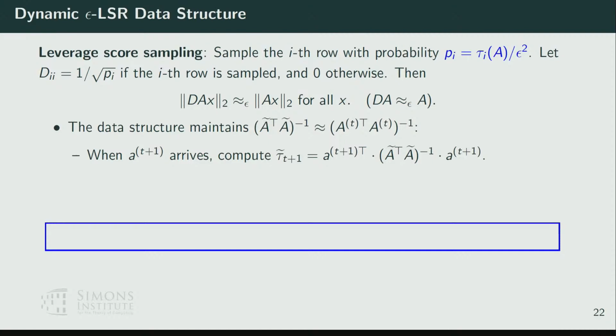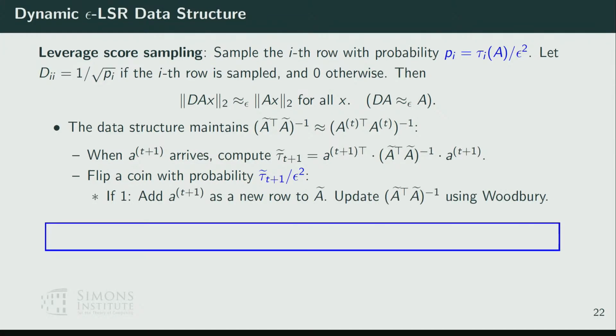What we do in the algorithm is that when a new row arrives, first of all, we will maintain some approximate version of the exact matrix. And then when the new row arrives, we first compute the approximated version of the online leverage score. And then we just flip a coin with probability this leverage score divided by epsilon squared, as required by the leverage score sampling. And if we sample 1, then we will add this row as a new row to our maintained matrix. And then we update it using Woodbury. And otherwise, we just ignore this row and throw it away.